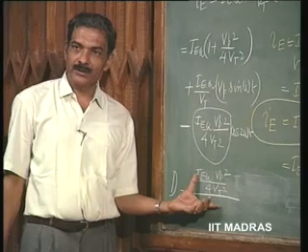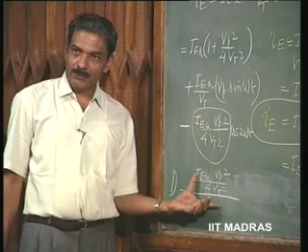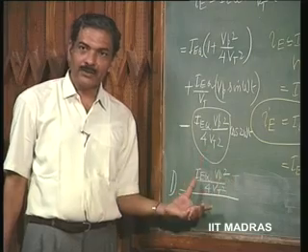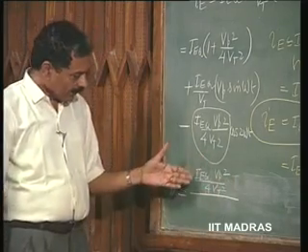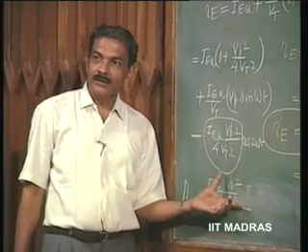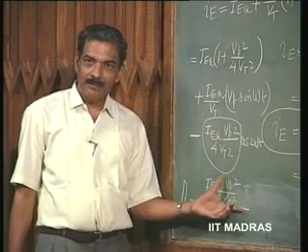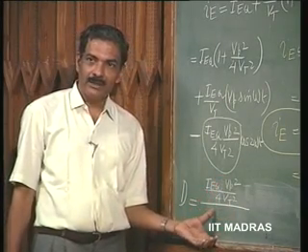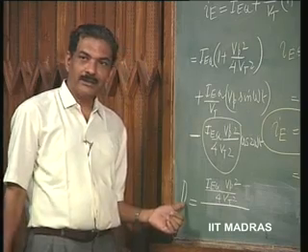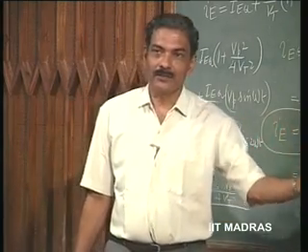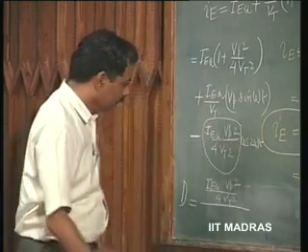RMS also is going to be proportional to the peak, okay, peak over root 2. So, the ratio of the RMS value of the second harmonic divided by the fundamental will give you the distortion factor approximately, because we have ignored third harmonic onwards, right.